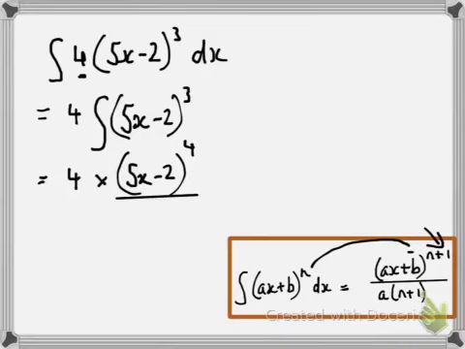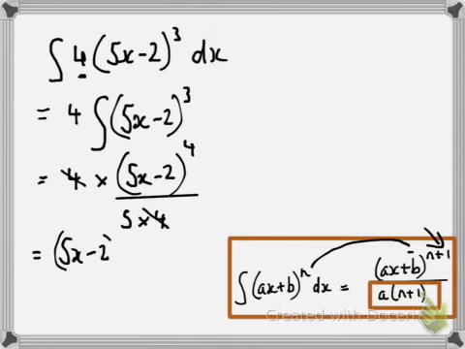here we're told that it's the coefficient of x, so the number in front of the x in the bracket. You'll notice the number in front of the x in the bracket is 5, times the new index, which is 4. So see if you can follow that rule. The antiderivative of (ax plus b) to the power of n: the bracket gets raised by a power, over the coefficient of x times the new power. I can see straight away now that I can cancel those 4's, which is handy. So I end up with (5x minus 2) to the power of 4 over 5.